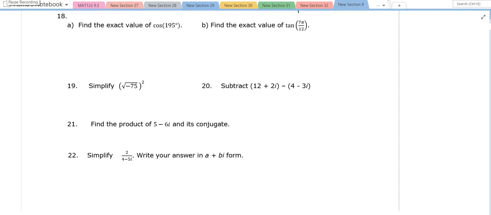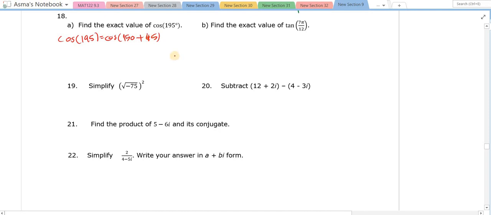This is exam number 2 review, question number 18. We need to find the exact value of cosine 195. Cosine 195 is basically equal to cosine of 150 plus 45. 195 is not one of the regular angles that we deal with in the unit circle, so we need to turn it into a sum or a difference of two angles that we already know.